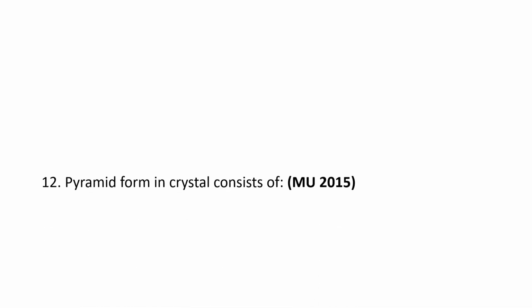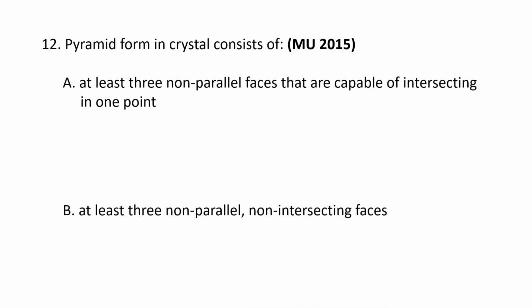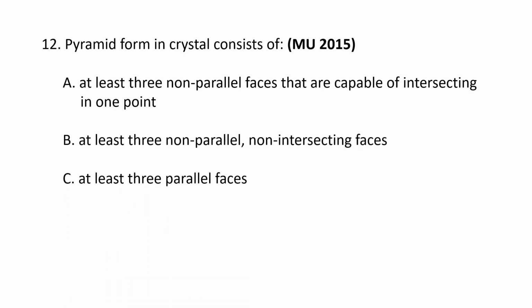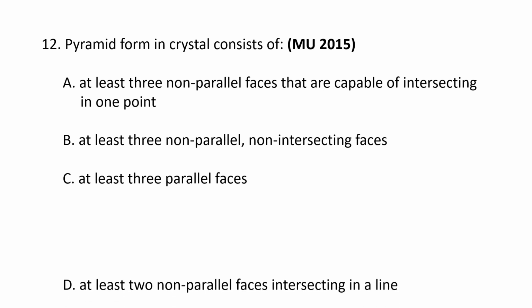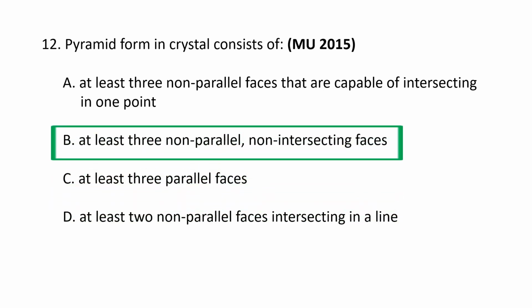Next question. Pyramid form in crystal consists of A, at least 3 non-parallel faces that are capable of intersecting in one point, B, at least 3 non-parallel non-intersecting faces, C, at least 3 parallel faces, and D, at least 2 non-parallel faces intersecting in a line. So the correct option is B, at least 3 non-parallel non-intersecting faces. A pyramid form in a crystal typically consists of at least 3 non-parallel, non-intersecting faces, where these faces meet or they can meet at a common point.